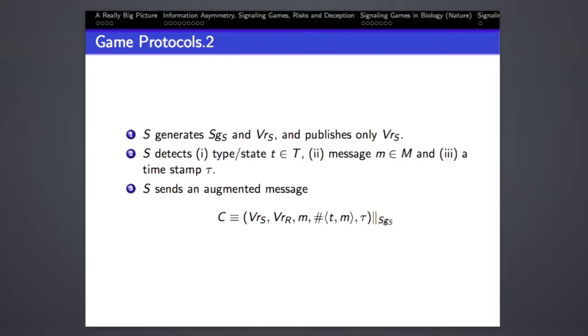Sender knows his own type, knows the message that he wants to send, and a timestamp. There's some way of a universal timestamp, so he knows when he's sending the signal. And he creates these tuples where the public key of the sender is concatenated with the public key of the receiver, concatenated with the message, and a hash of the type and the message, so that in the future, if he's asked, he can verify that he sent the message consistent with his type, because only he can hash.